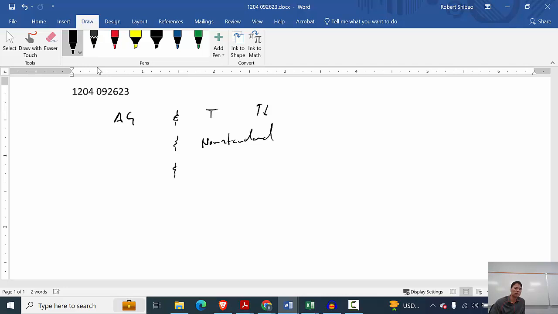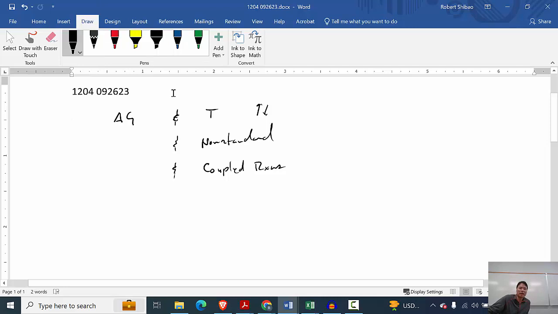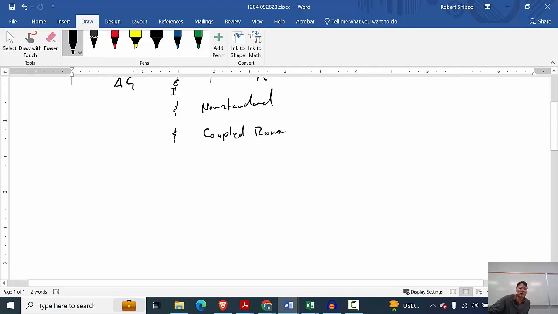There's another way we can manipulate delta G, and that's by coupled reactions. And so these are common ways of trying to make, let's say, a non-spontaneous reaction more spontaneous or spontaneous.